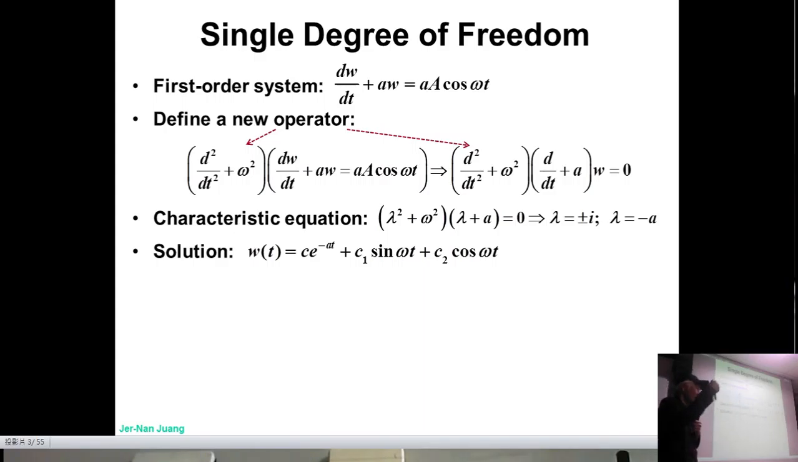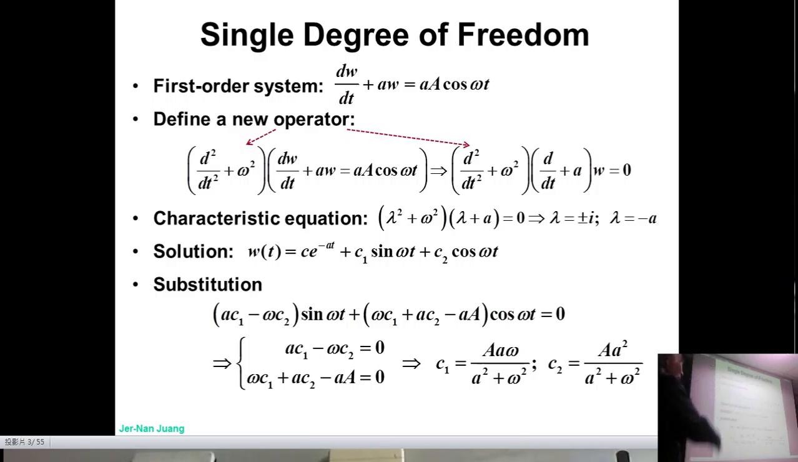Okay. Now, how can I solve C? There's a C and C1, C2. How can I solve C? You must know what? Initial conditions. How can I solve C1 and C2? It's very simple. Sub that solution into your original equations, you will get C1 and C2.